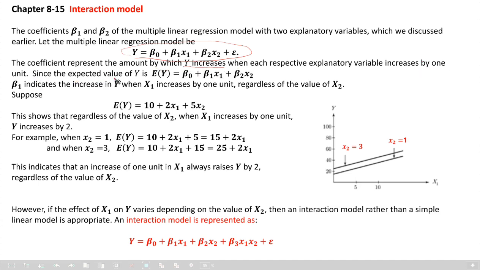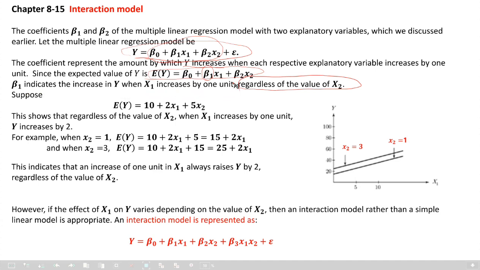Since the mean of epsilon is 0, the expectation of y equals this part. Beta 1 indicates the increase in y when x1 increases by 1 unit, regardless of the value of x2. Whatever value x2 takes, beta 1 indicates the increase in y when x1 increases by 1 unit.